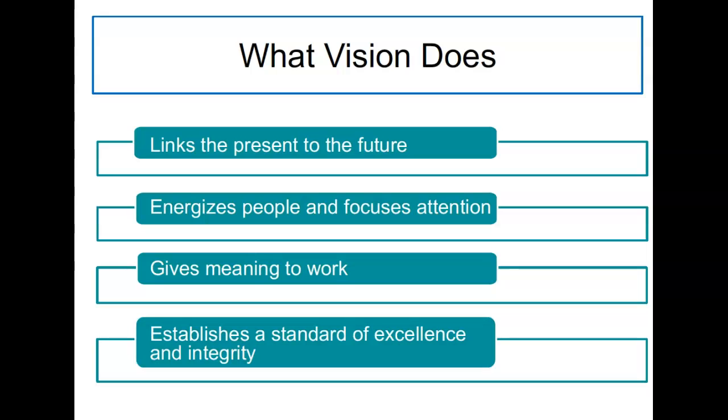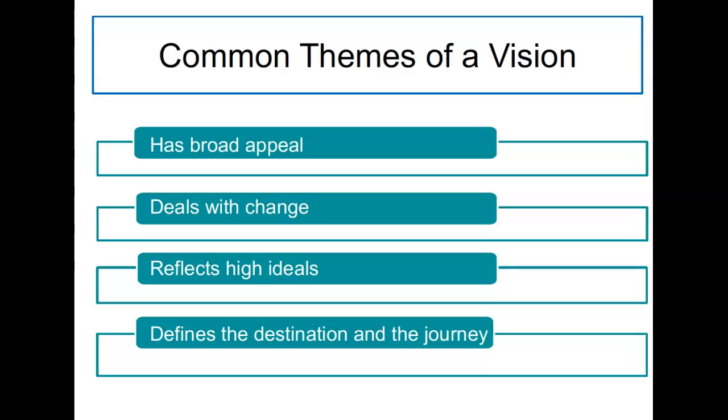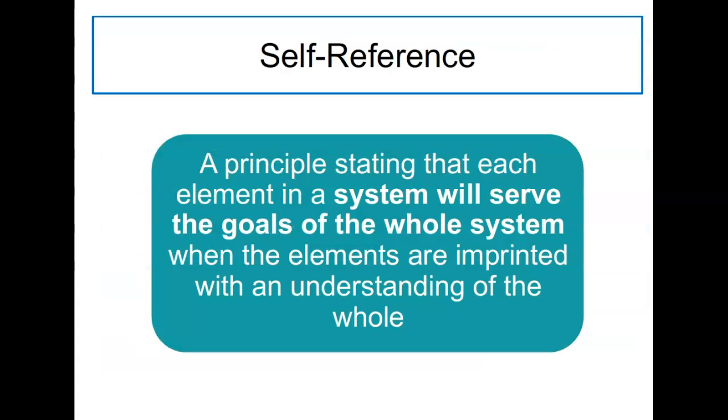What does vision do? It links the present to the future. It energizes people and really focuses their attention within the organization, gives work meaning, and establishes a standard of excellence and integrity. Common themes of the vision are they have a broad appeal, deal with some sort of change, reflect high ideals, and define the destination and the journey, where you want to go and how to get there. Self-reference is a principle stating that each element in a system will serve the goals of the whole system, when the elements are imprinted with an understanding of the whole.